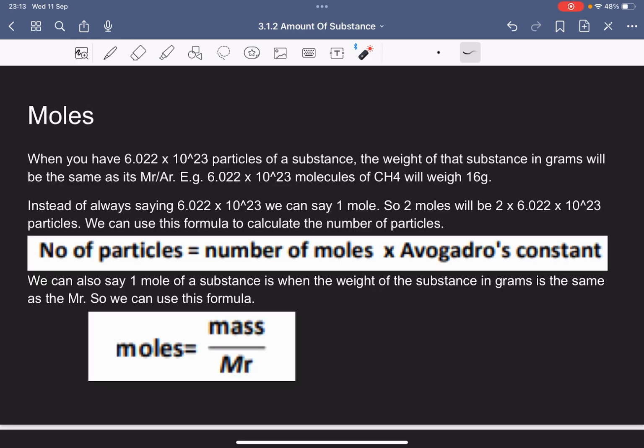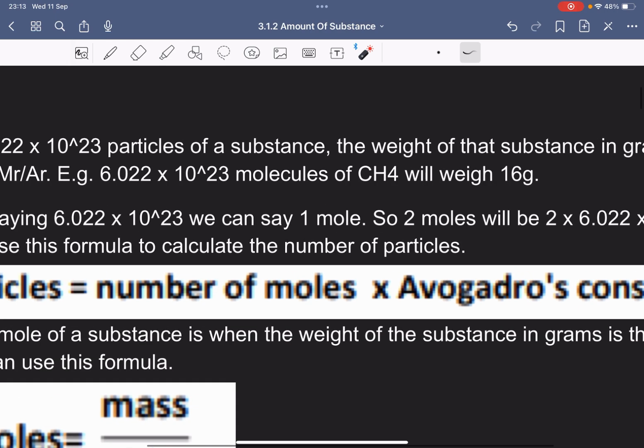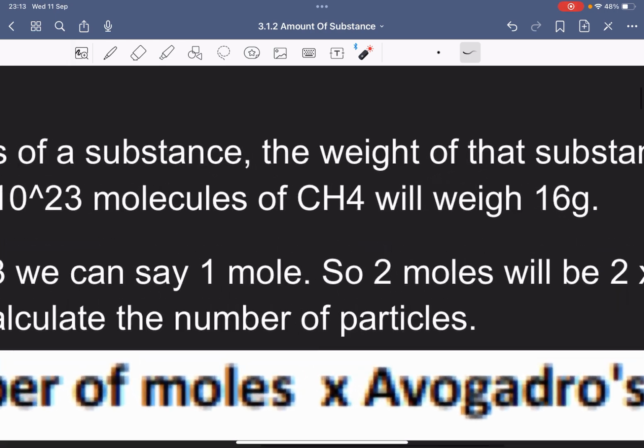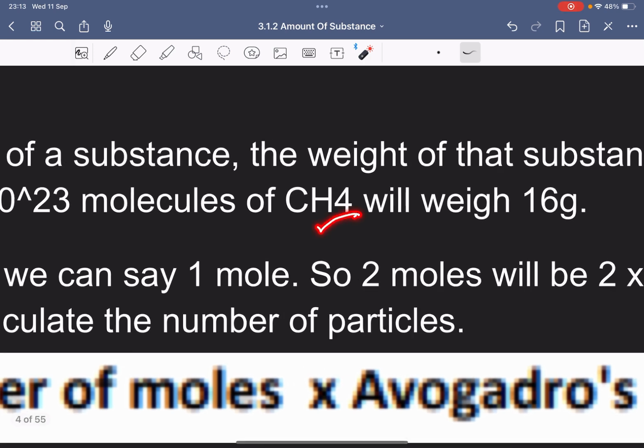Alright, so when you have 6.022 times 10 to the power of 23 particles of a substance, the weight of that substance in grams will be the same as its MR or its AR. For example, 6.022 times 10 to the power of 23 molecules of methane will weigh 16 grams. Okay, and this is because the MR of this is 16.